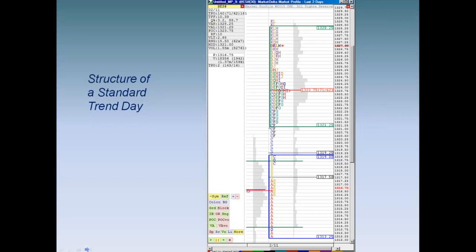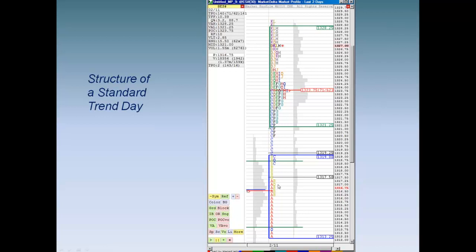Let's begin by taking a look at a structure of a standard trend day. By now, I hope that you would all be quite familiar with this structure and you would be able to readily and easily identify it by its characteristic features. First of all, it has a wide range and it has a rather narrow TPO structure, and it is directional in a sense that the range extension is all taking place in one direction. So by now, for us, it should not be hard to identify a standard trend day.